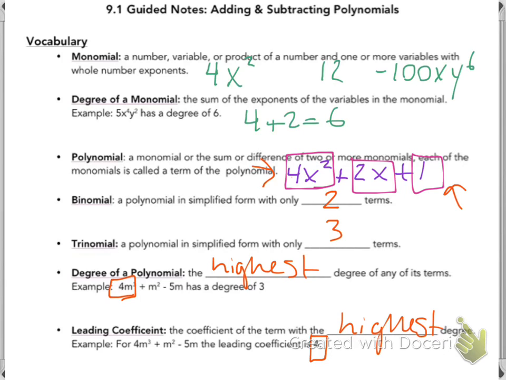It's proper to write a polynomial from highest exponent to lowest, but if it happens to be written in the wrong order, really you should fix it, but the leading coefficient is still going to be the coefficient of whichever term has the highest degree of exponent.